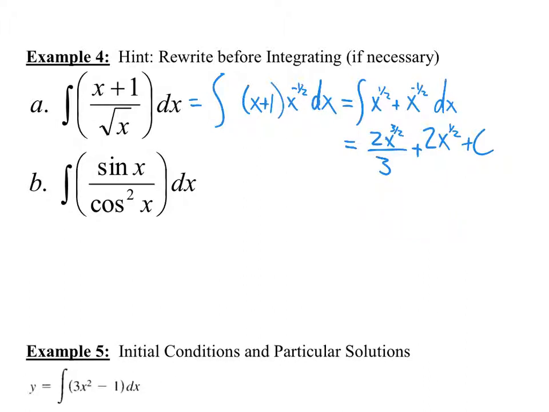Alright, now this one, the trig one here at the bottom, you have to think a little bit about those rules that you have up on the previous page. How can I get this to look like one of the rules we have on the previous page? Sine x times cosine squared x over 1, I mean 1 over cosine squared. So this right here is sine times 1 over cosine squared.